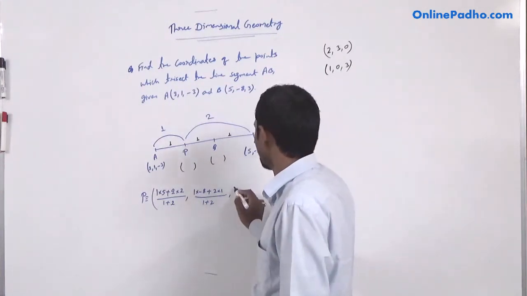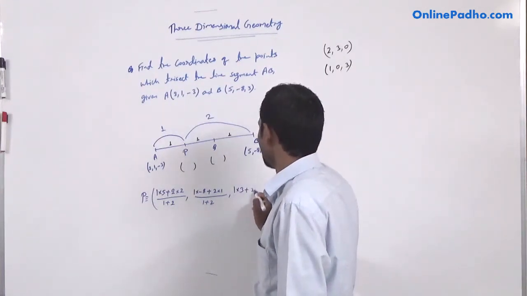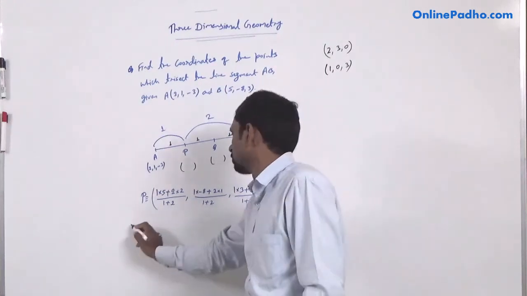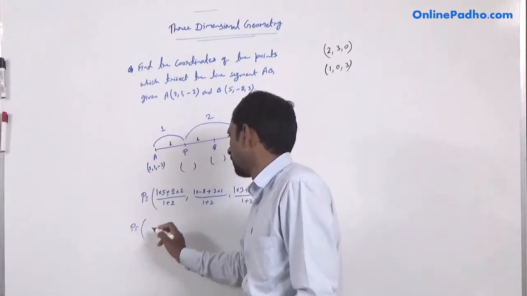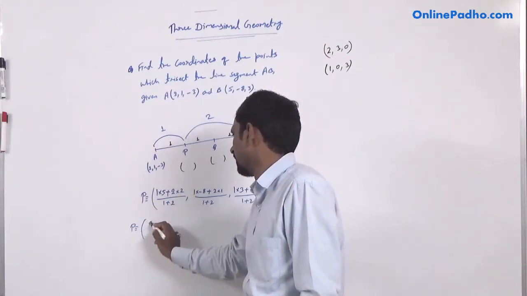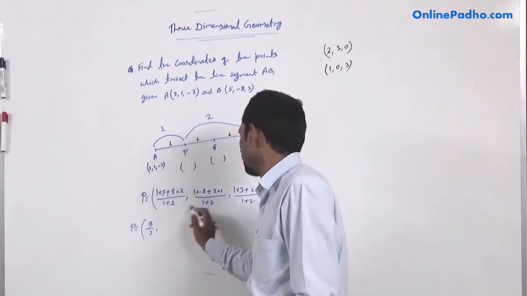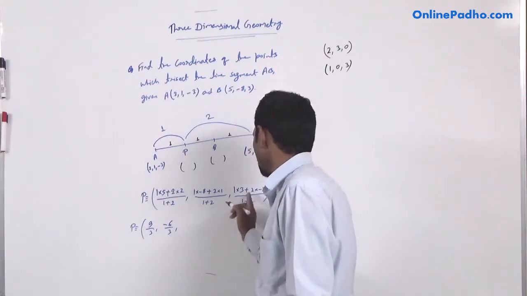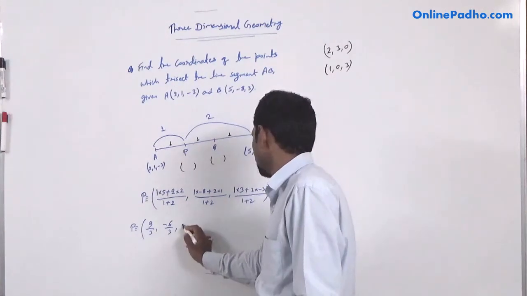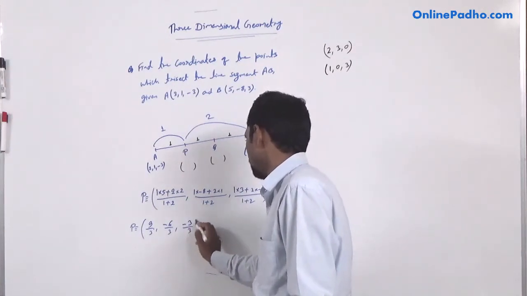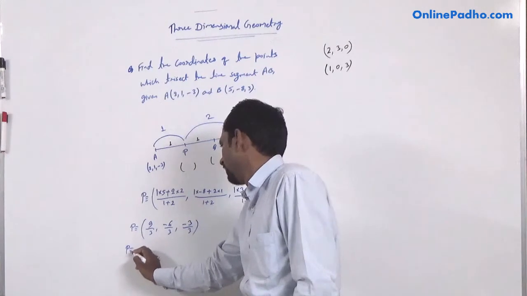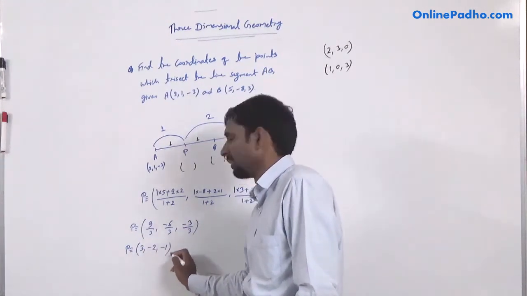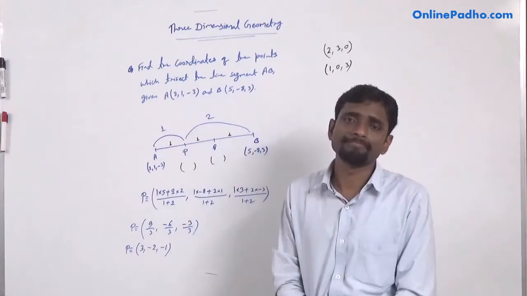And the third one: 1 multiplied by 3 plus 2 multiplied by minus 3, divided by 1 plus 2. So finally the coordinate of point P will be 9 divided by 3, and we can write minus 6 divided by 3, and minus 6 plus 3, so it will be minus 3 divided by 3. So the coordinate of point P finally will be 3, minus 2, minus 1. This is the coordinate of point P.